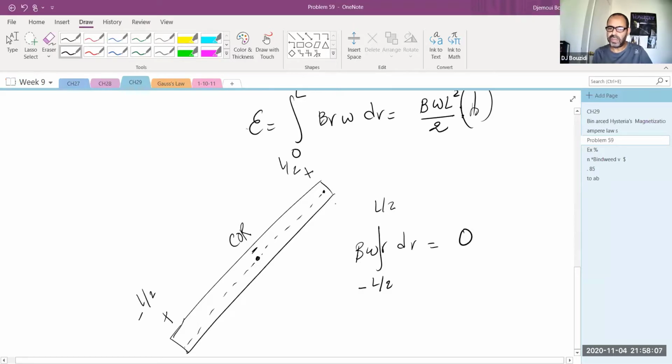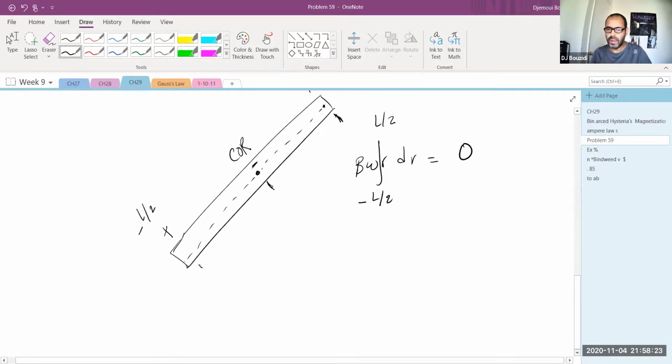So there will be no potential difference between the two ends, because both of them will be at the same potential in this case. Okay. But there is definitely a potential difference between this end and the center, and the other end and the center. And that's basically going to be equal to B omega, the integral from 0 to L over 2 of R dr, and this should give me B omega L squared over, what is it, 8?